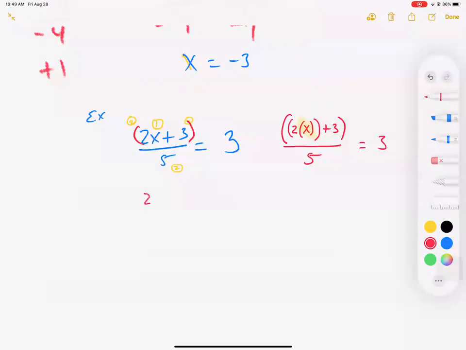So let's rewrite this again to make it look all pretty. So 2x plus 3 over 5 is equal to 2. We would multiply both sides by 5 first.